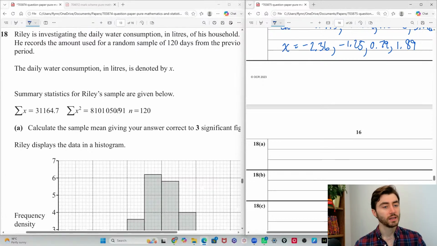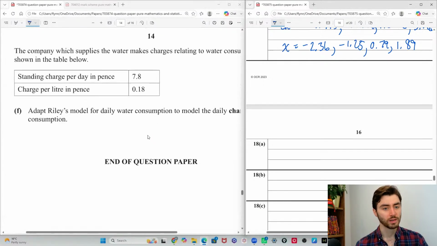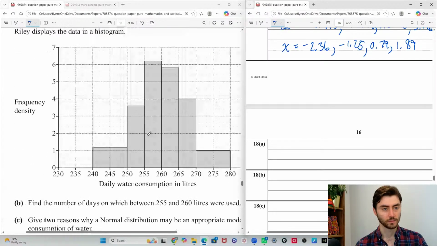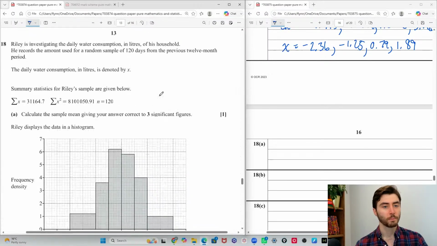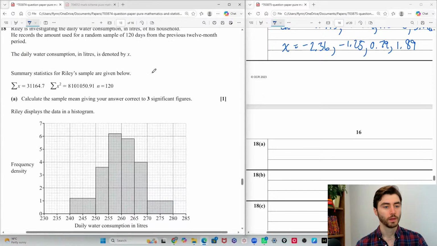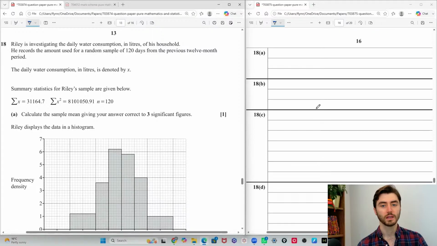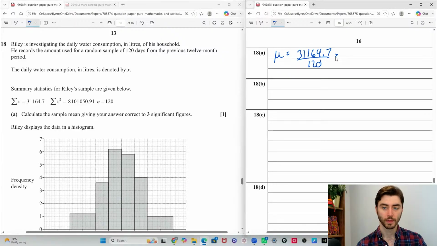Now, here on 18, final question, I believe. Yes. Let me zoom out so I can see what's up. Calculate the sample mean. So the sample mean is 31164.7 all over 120, which is 259.7. Three significant figures would be 260.